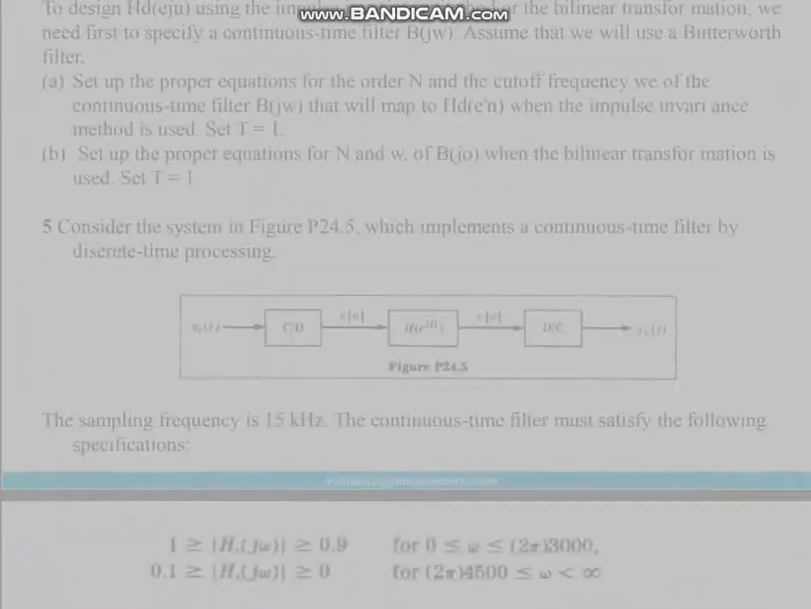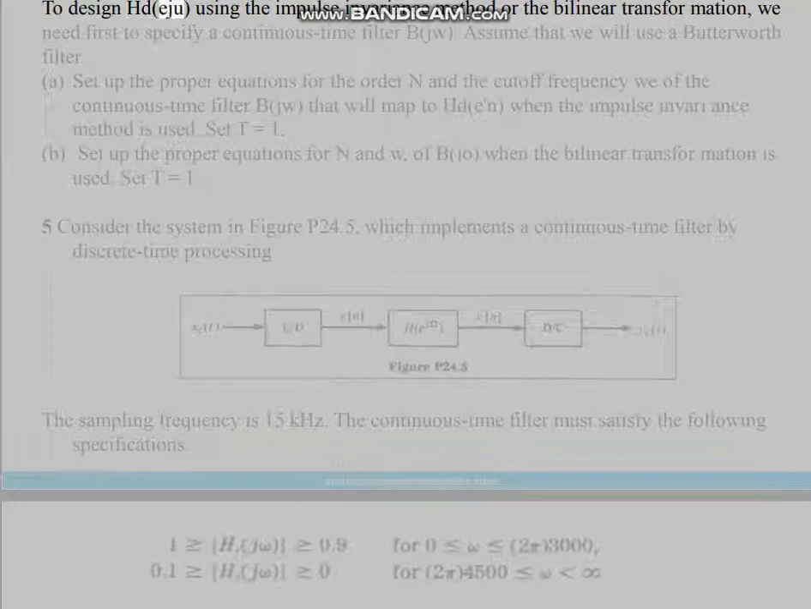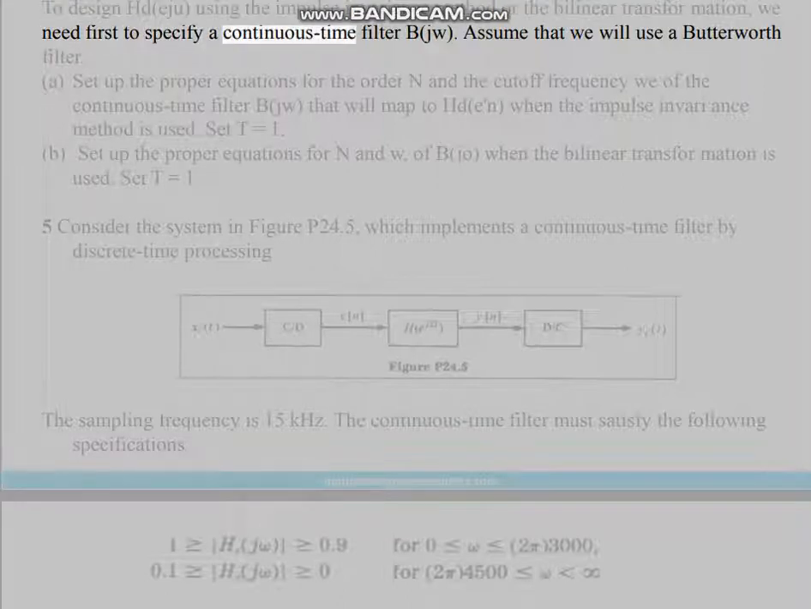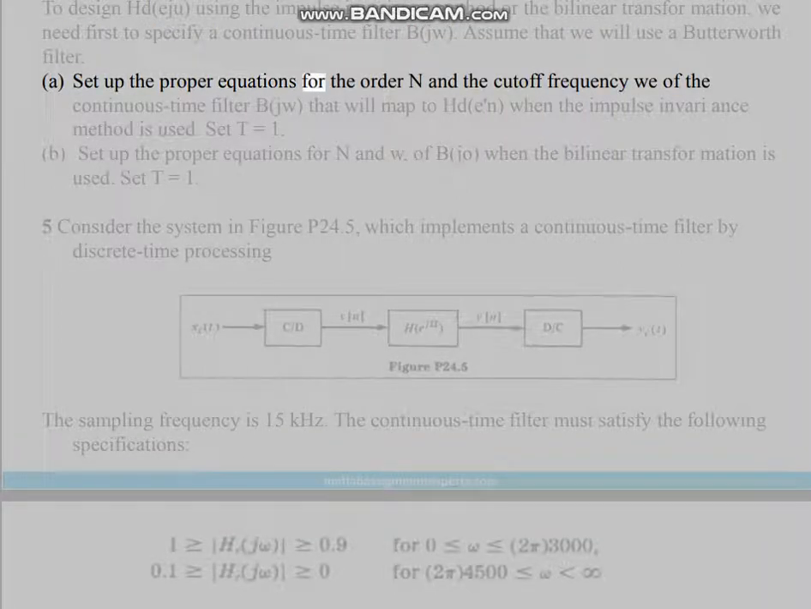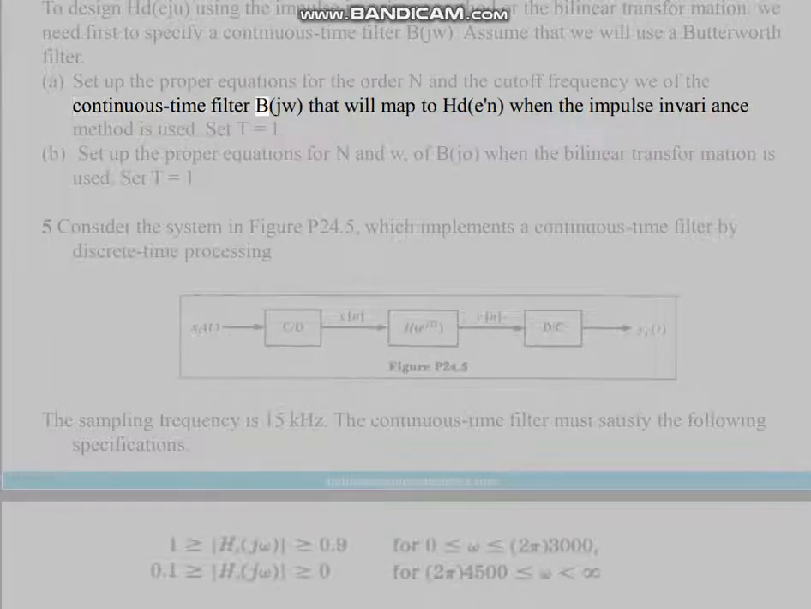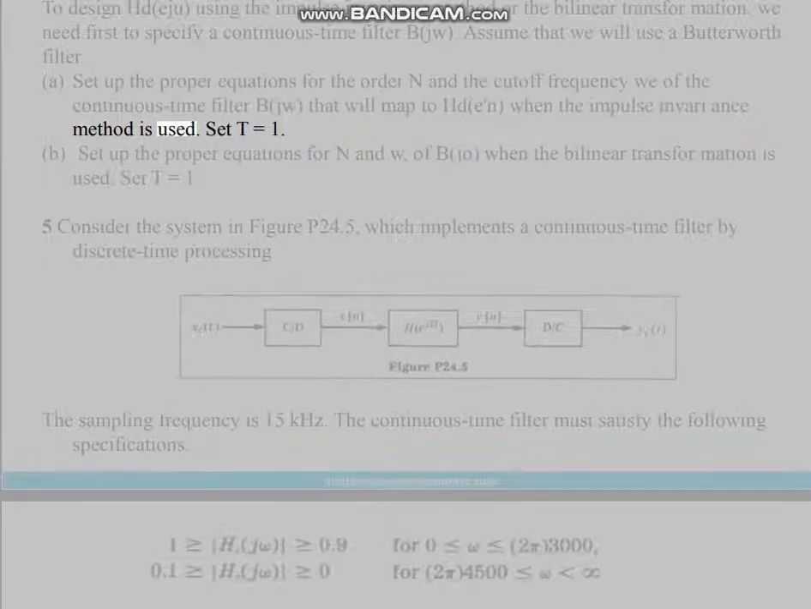To design H_D(e^jΩ) using the impulse invariance method or the bilinear transformation, we need first to specify a continuous-time filter B(jω). Assume that we will use a Butterworth filter. A. Set up the proper equations for the order N and the cutoff frequency ω_c of the continuous-time filter B(jω) that will map to H_D(e^jΩ) when the impulse invariance method is used. Set T equals 1.